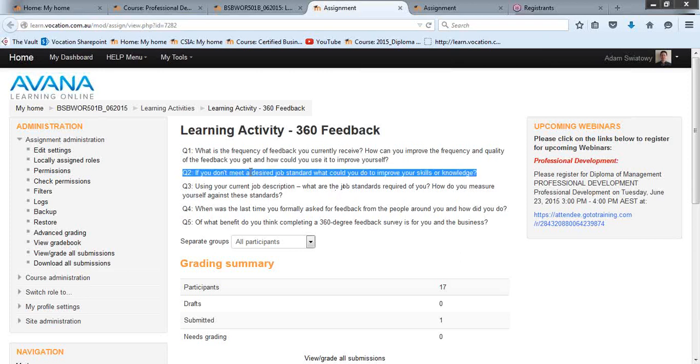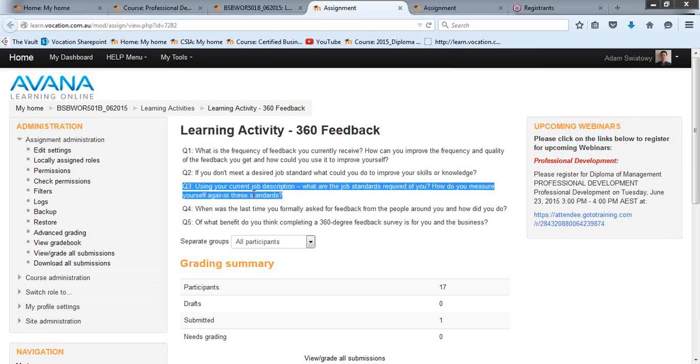What we need you to do is, firstly, that question there: if you don't meet a desired job standard, what could you do to improve your skill and knowledge? So just think about your own role. Think about the job standards that exist in your own role. Imagine if you needed to improve in one of those, just give me an example of something that you might do to improve a skill or knowledge. That's all.